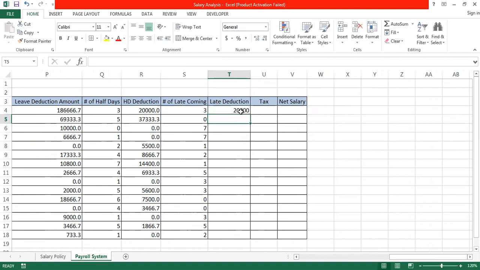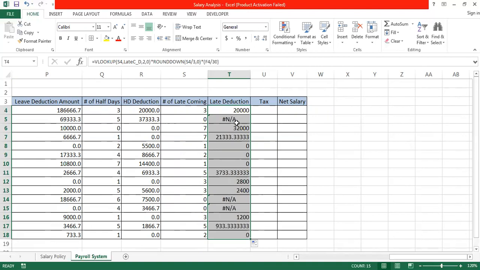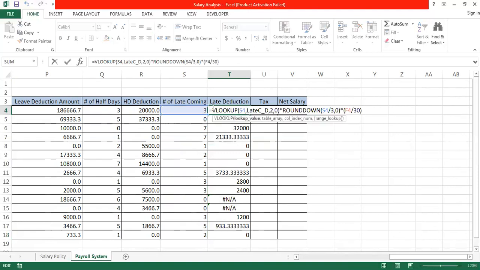Now you can see, again, the not applicable issue is resolved by using IFERROR, and at last after comma 0, if no late comings, 0 deductions.